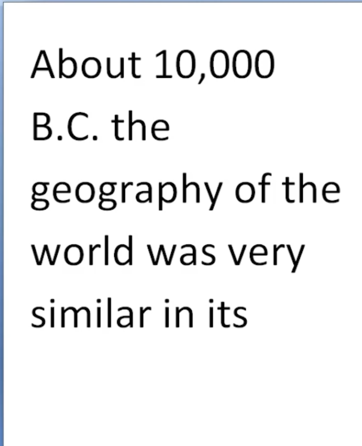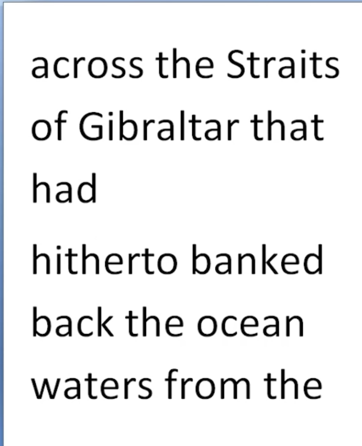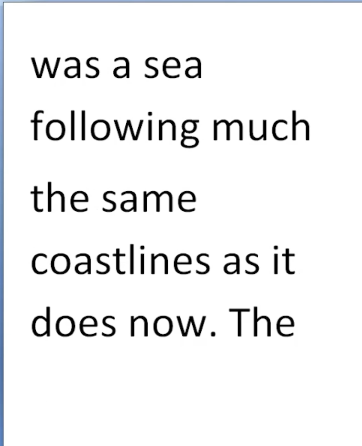About 10,000 BC, the geography of the world was very similar in its general outline to that of the world today. It is probable that by that time, the great barrier across the Straits of Gibraltar that had hitherto banked back the ocean waters from the Mediterranean valley had been eaten through, and that the Mediterranean was a sea following much the same coastlines as it does now.